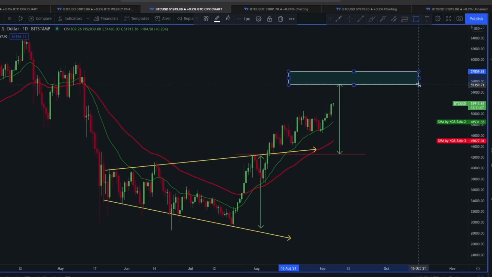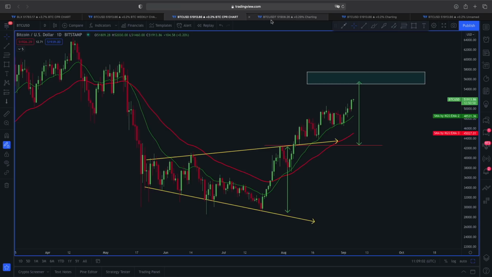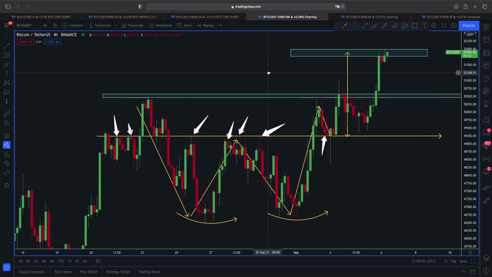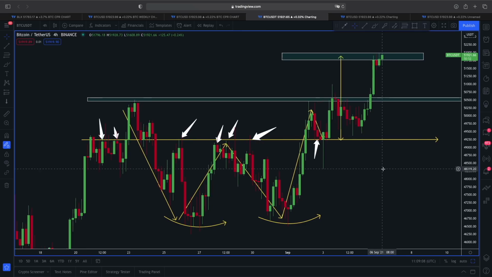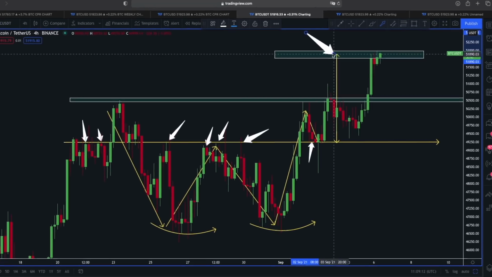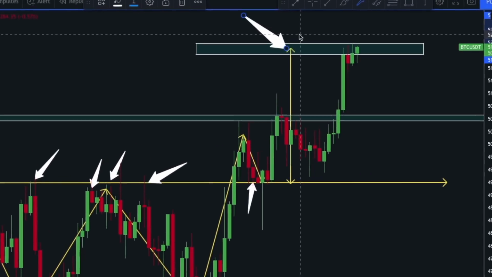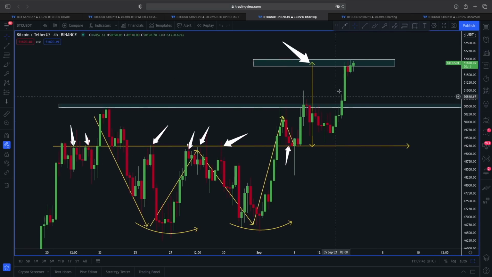This is still open, which is between 55,000 to 55,500 range. But guys, yesterday we did talk about this one scenario here. This was a double bottom, and according to this double bottom, our price target got triggered exactly at the 51,800 price range. So congratulations to everyone who was following me on this price movement.